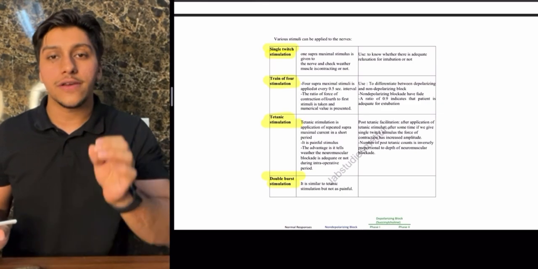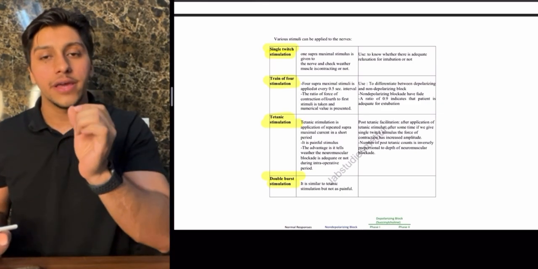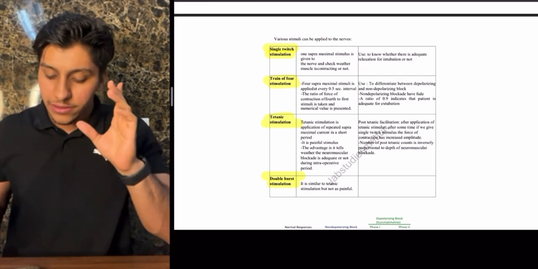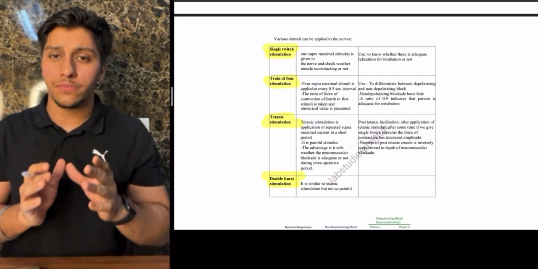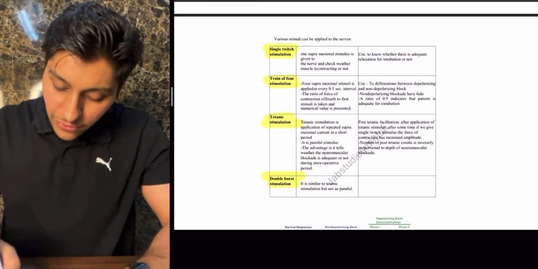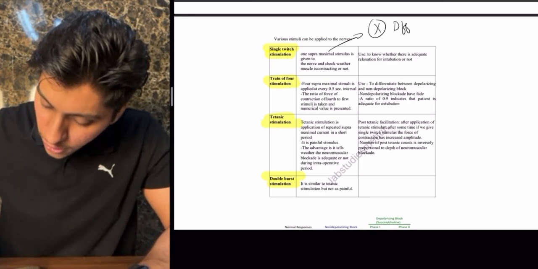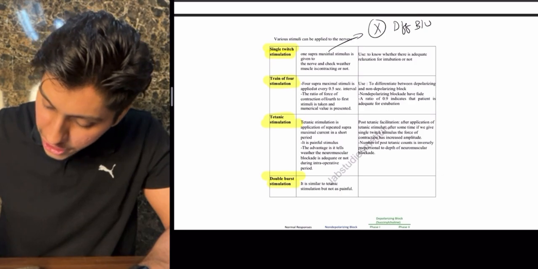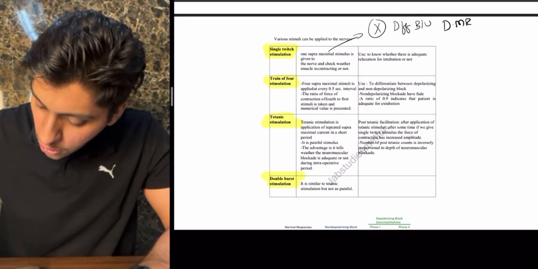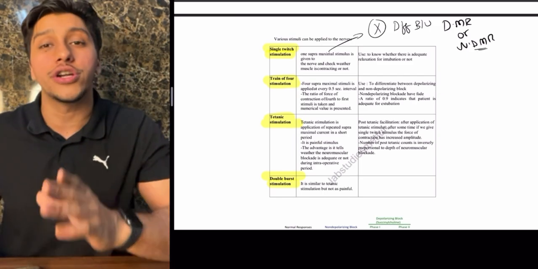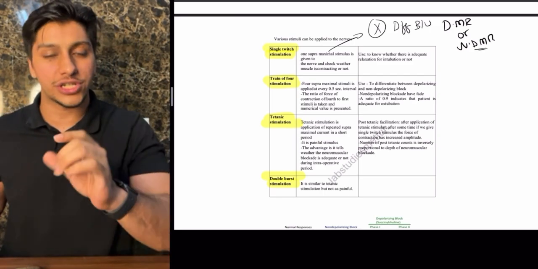Single twitch stimulation is where you are going to give an electric impulse and check whether the muscle is going to be contracting or relaxing. Okay, this is the simple thing. It is just going to test whether the muscle is going to contract or relax. It will not help you to differentiate between a depolarizing muscular relaxant or a non-depolarizing muscular relaxant. You cannot differentiate with the help of single twitch stimulation.